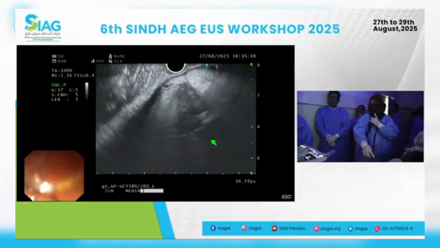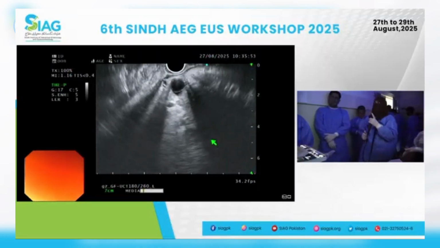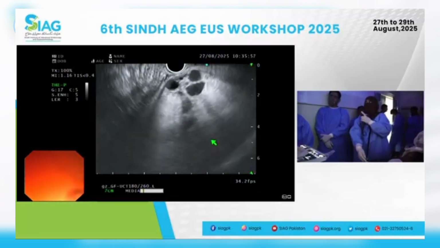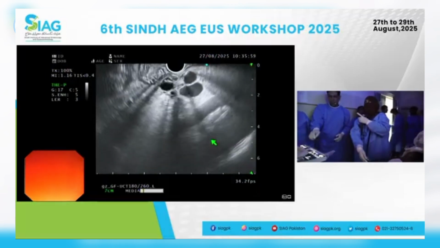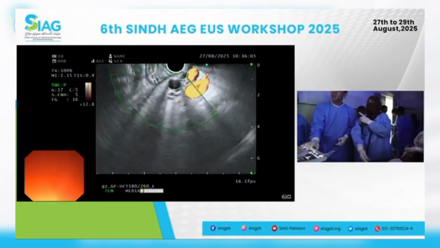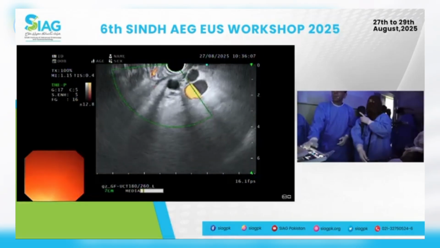So the right hand, let go of the scope with the right hand. Just let go of the scope. Good. Excellent. Move your shoulders. Good. To the right. Very nice. Apply Doppler on this. Where is the Doppler? Good. This is the pancreatic duct. Good. It is dilated. Very good.